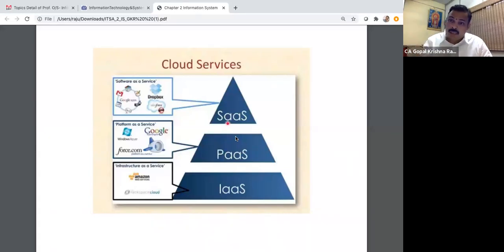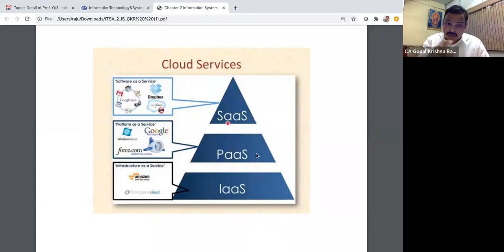Is she paying for the mobile phone? No. She is paying for the data in it: the phone numbers, the photographs, the videos, the information, the messages. That is important. That is value. And that is why cloud is important. It is not the hardware that is important. So please understand, cloud services, PaaS.